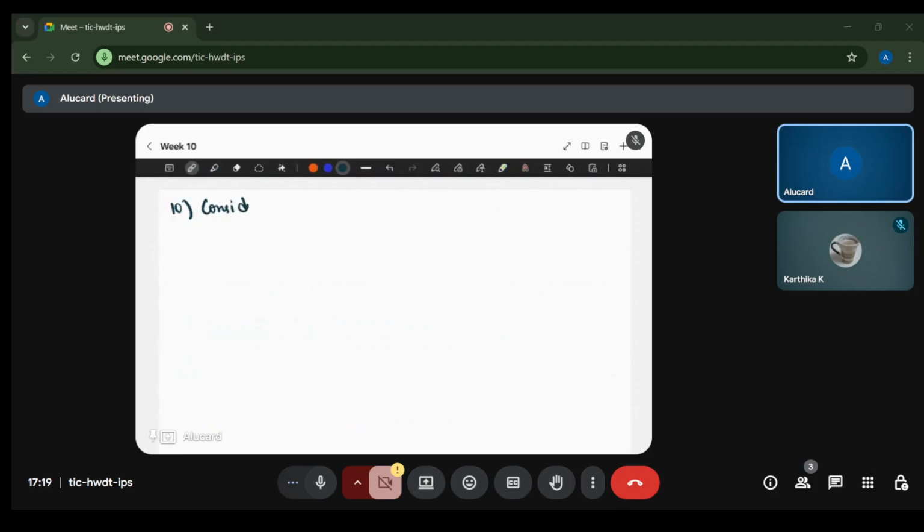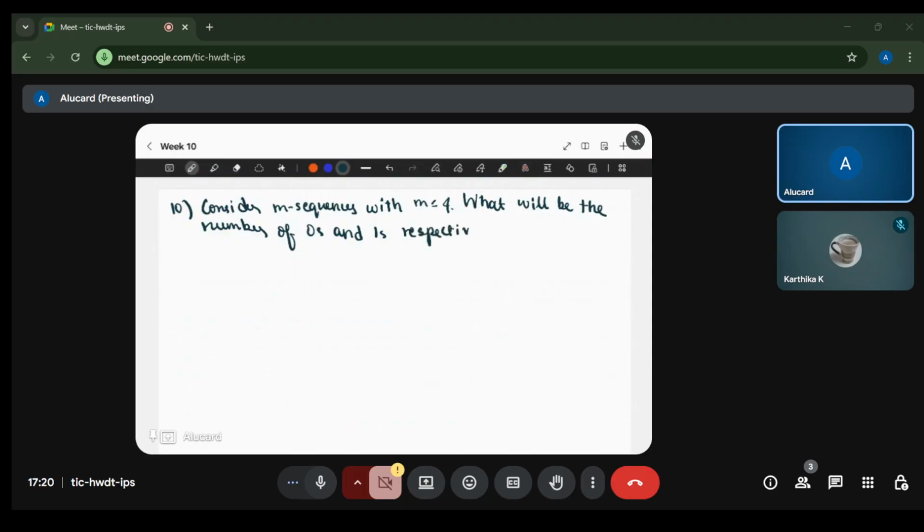Then consider m sequences with m equals 4. What will be the number of zeros and ones respectively in the sequences?